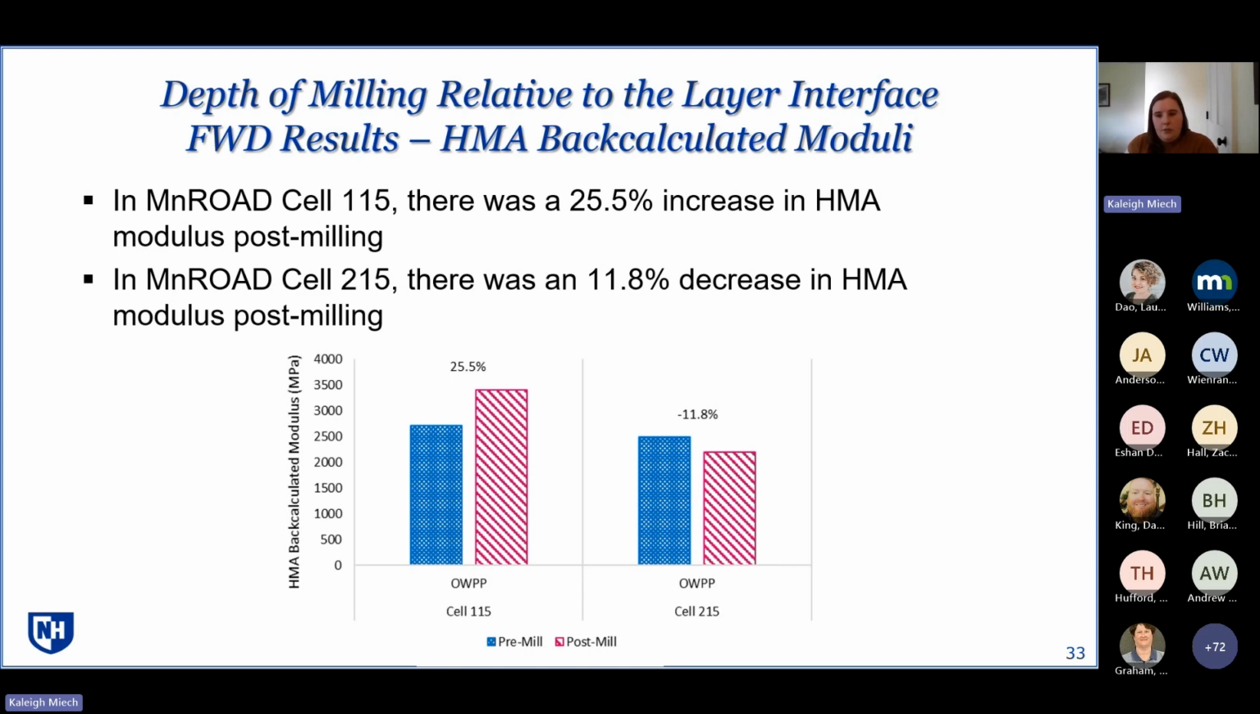And then in cell 215, it was also a split cell where milling was performed halfway through the lift and also 3/4 of the way through the lift. So in 115, milling was less deep, but in Min-Road Cell 215, it was performed to deeper depths. And so as with the core data, there was a decrease to the modulus of the HMA when milling was not performed to the interface.